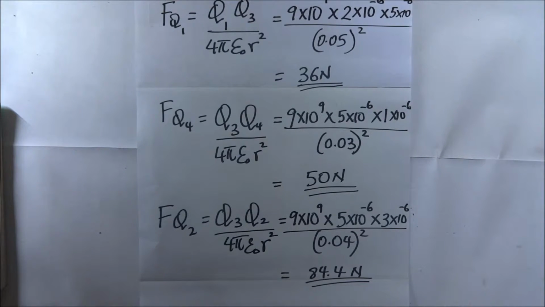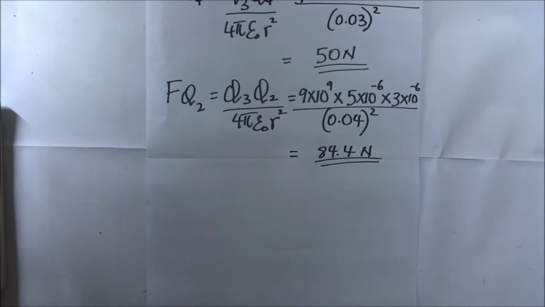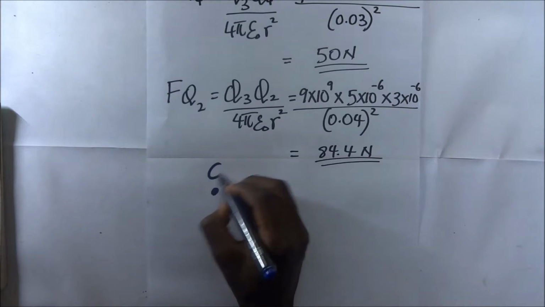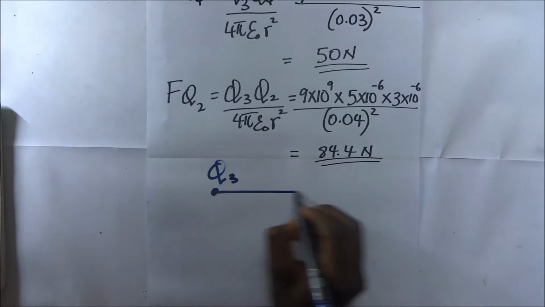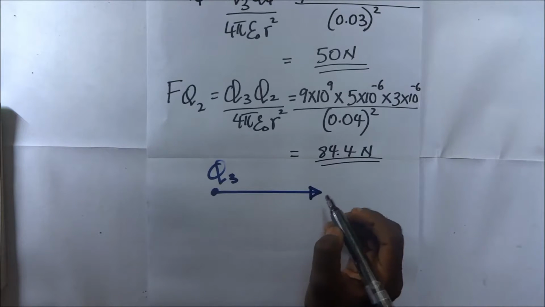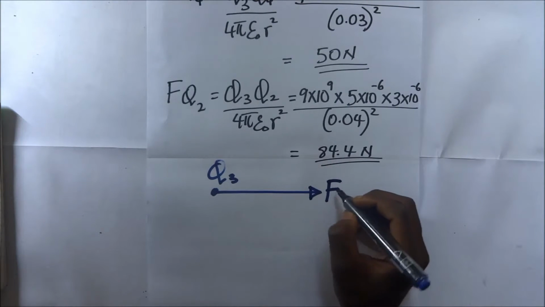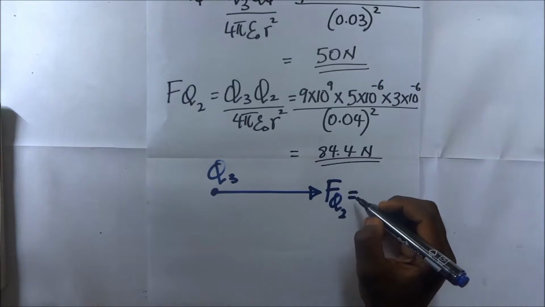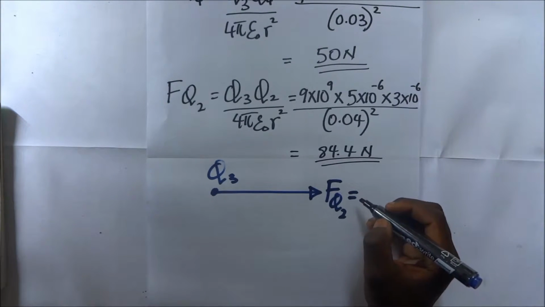So now at the end of the day, this is what we have. We have a point charge that we are calling Q3, and it has 3 forces acting on it in this kind of manner. It has a force acting that way, FQ2, which we have found to be 36 newtons.